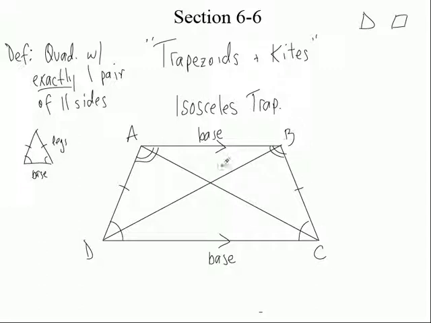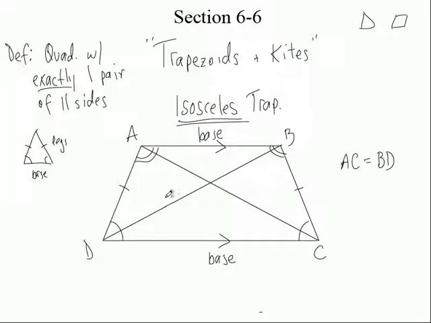So the diagonals of an isosceles trapezoid are what? Equal or congruent to each other. So what could I say here? I could say AC equals what? Yeah, DB or BD, okay? So that's true, again, about what kind of trapezoid? Just an isosceles trapezoid. All right?